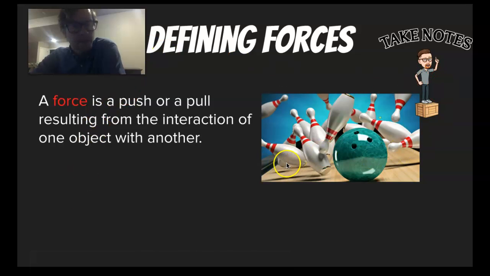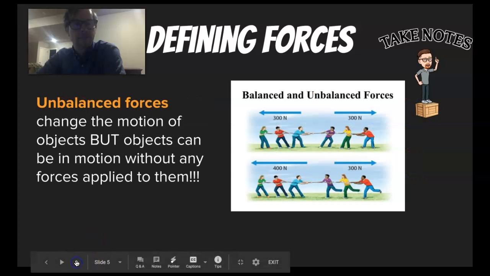Okay, so let's define forces. A force, that's a push or a pull resulting from the interaction of one object with another. Nothing particularly fancy there. You probably know these things generally in your everyday life. You've experienced lots and lots of forces, a push or a pull resulting from the interaction of objects.